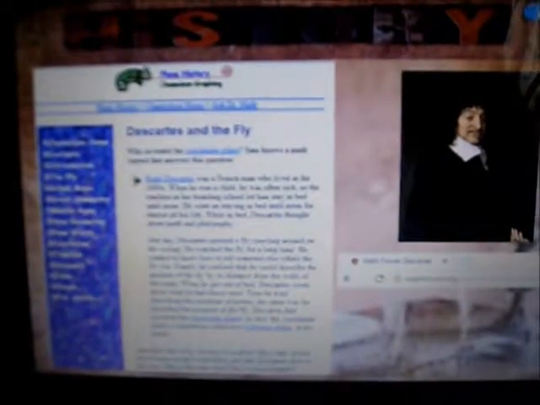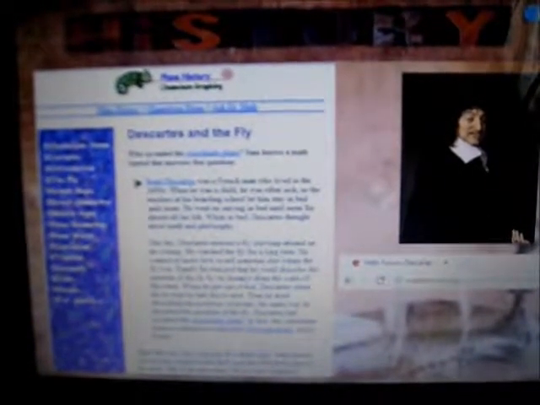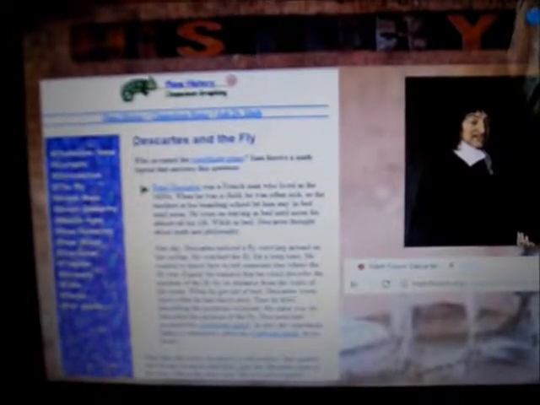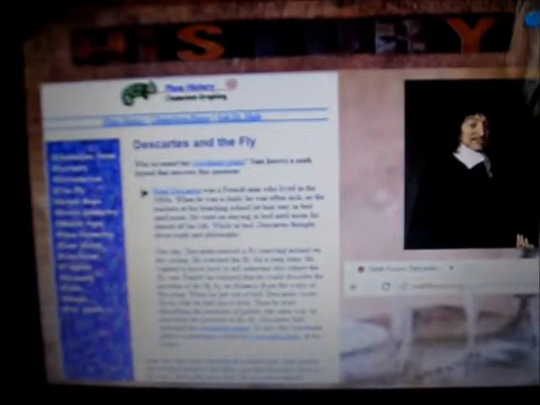One day, he saw a fly crawling around the ceiling. He watched the fly for a long time. He wanted to tell someone else where the fly was. Finally, he realized that he could describe the position of the fly by its distance from the walls of the room. When he got out of bed, Descartes wrote down what he had discovered.